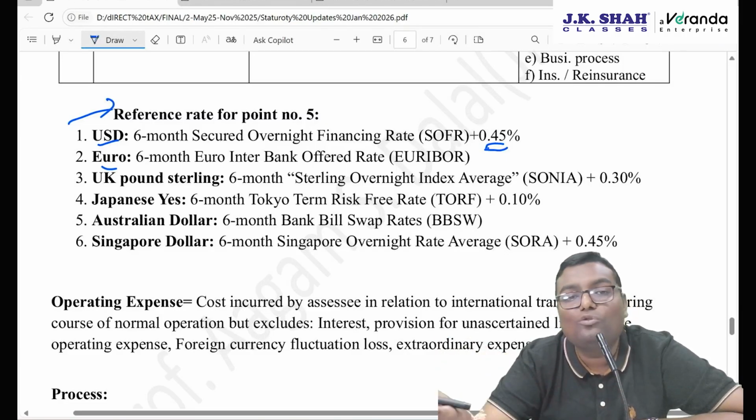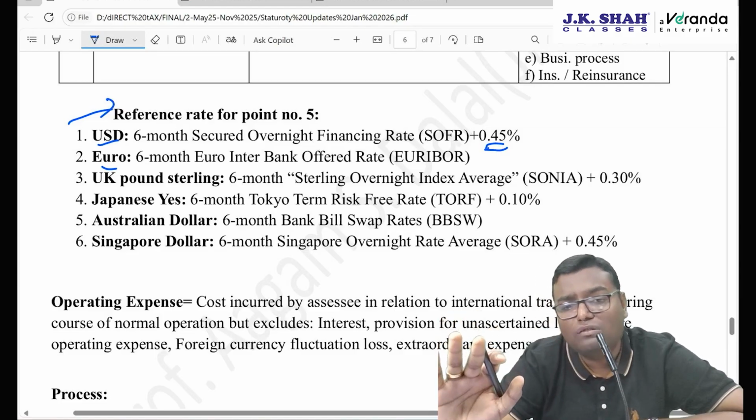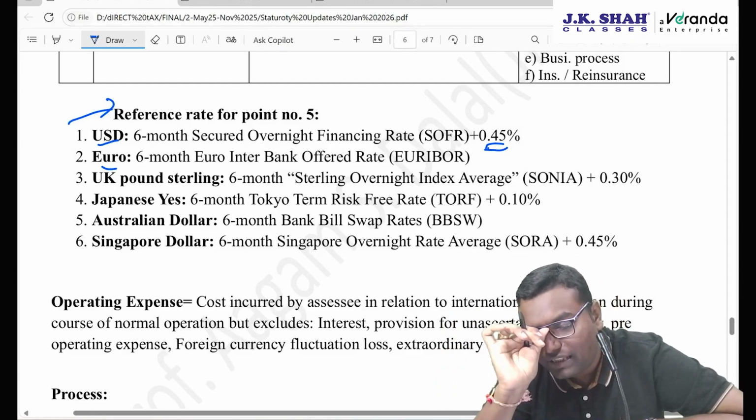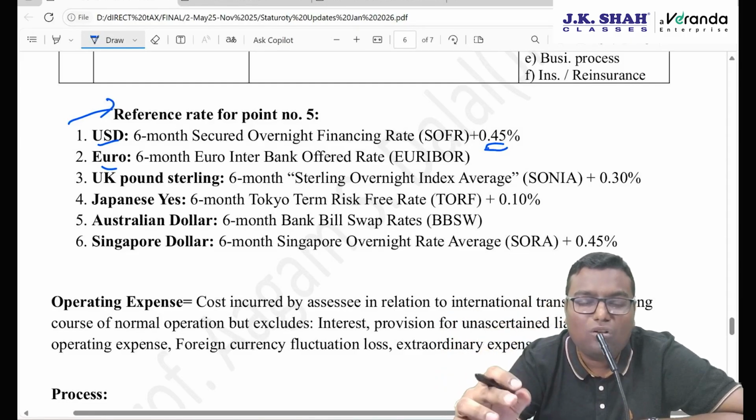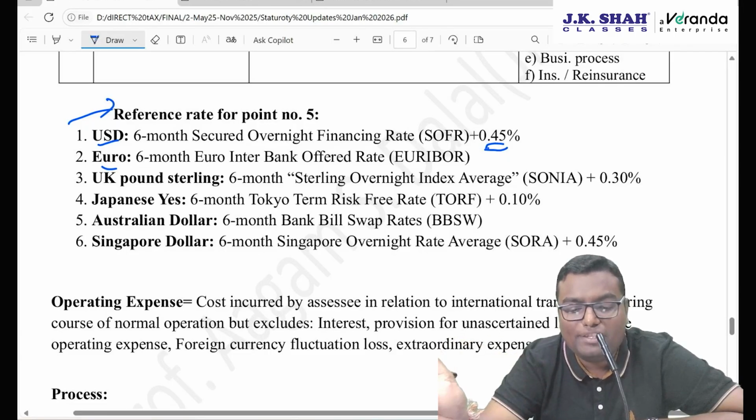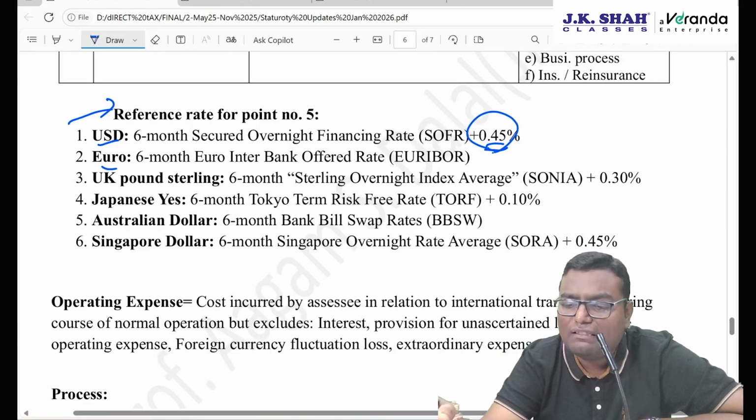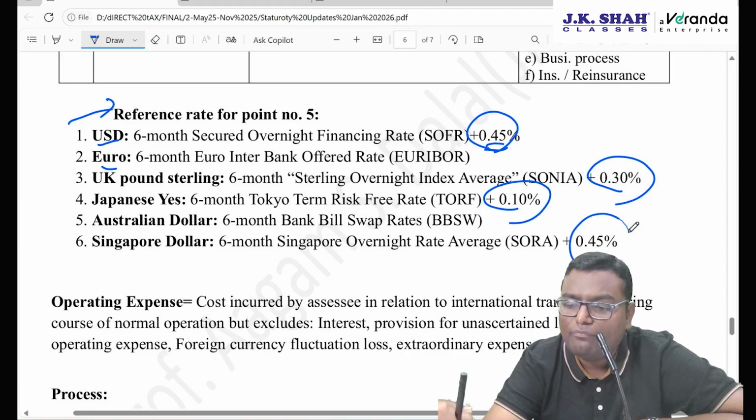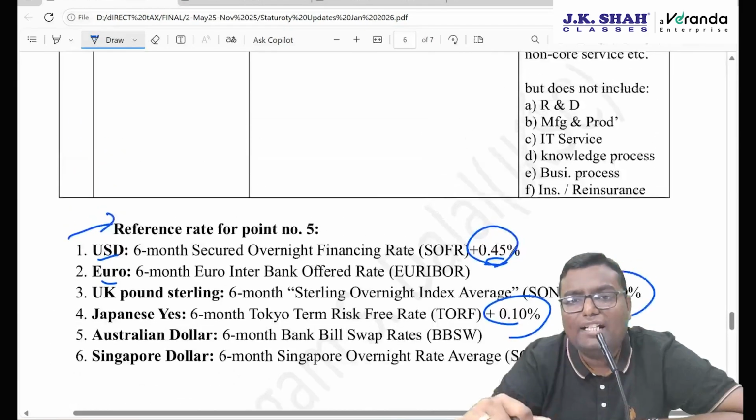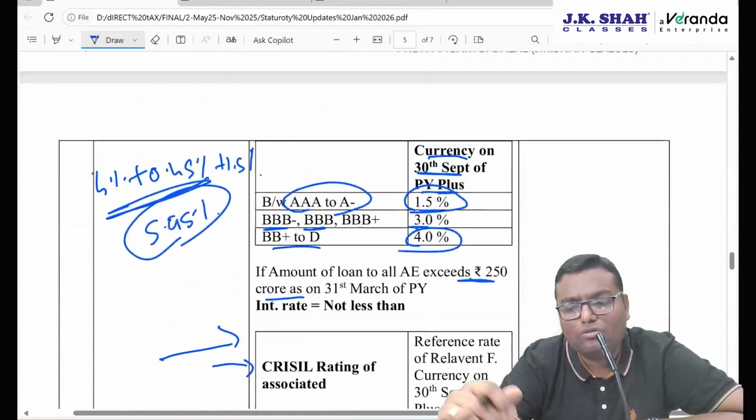LIBOR has been removed. Earlier in safe harbor rules, which were there 2 years prior, they had given the reference of LIBOR. But now all the different currency rates they have mentioned over here. Somewhere they have done some more additions also in that rate to get it adjusted. And this rate addition is done compulsorily.